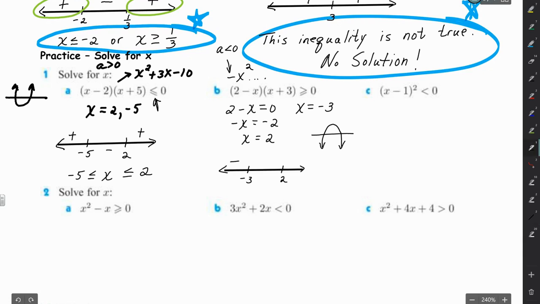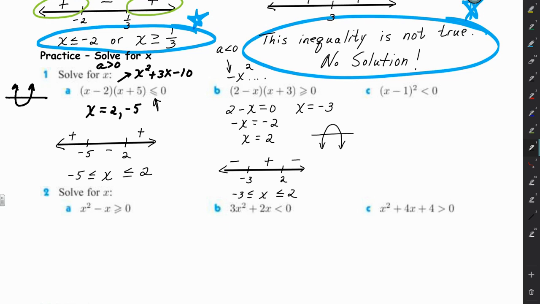Before -3, we're negative, then positive, and then we're negative. Okay, we're wondering where this quadratic is greater than or equal to 0. So we only care about where it's positive. So the solution for this is going to be x is greater than or equal to -3 and less than or equal to 2.